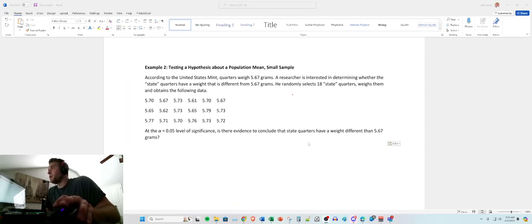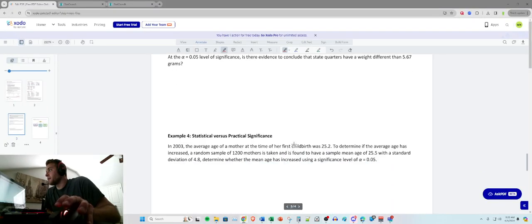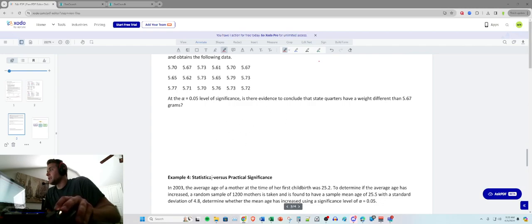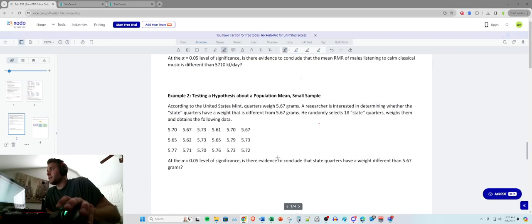Okay, so hopefully you have enough room for this in your notes to fill this in. I think you should have room down below here. And then of course we'll talk about statistical versus practical significance a little bit. Let's go ahead and show how this would work.